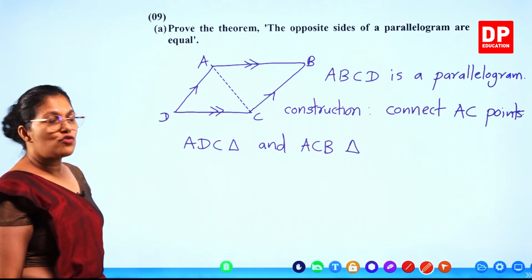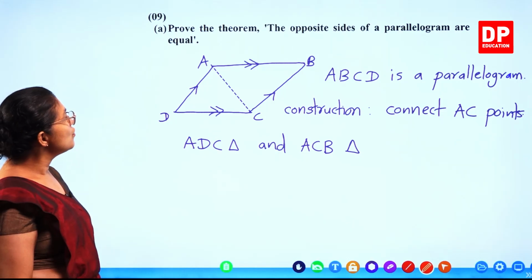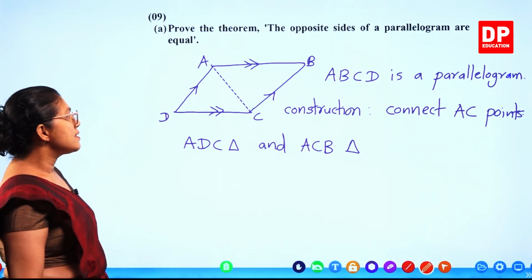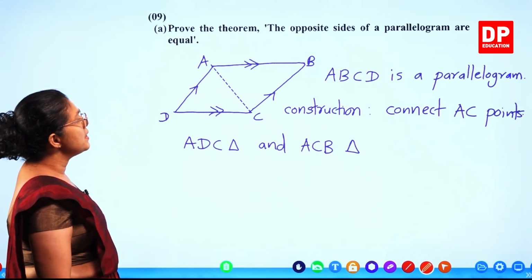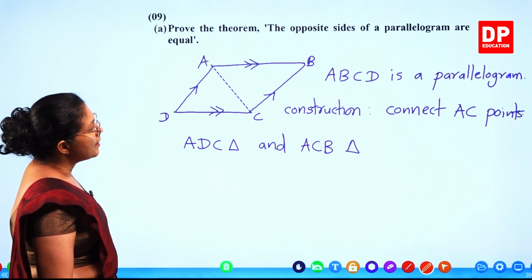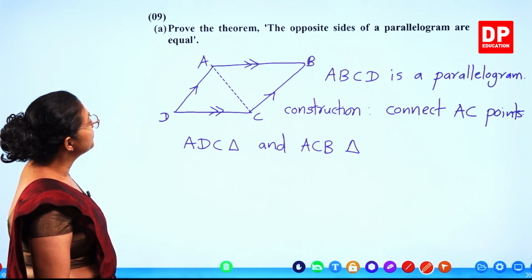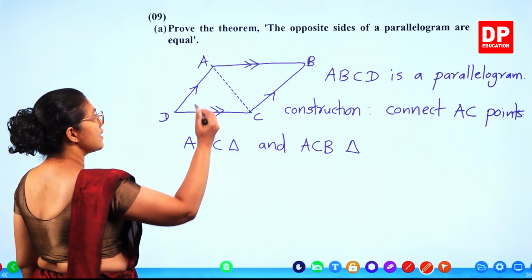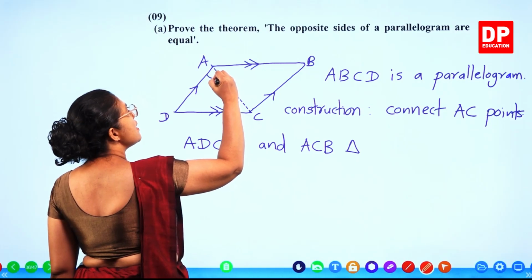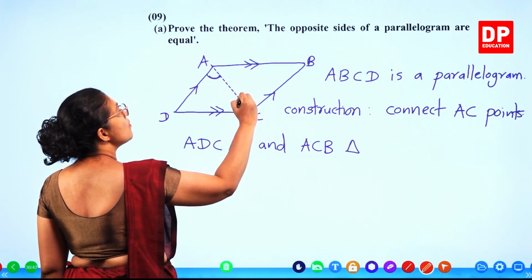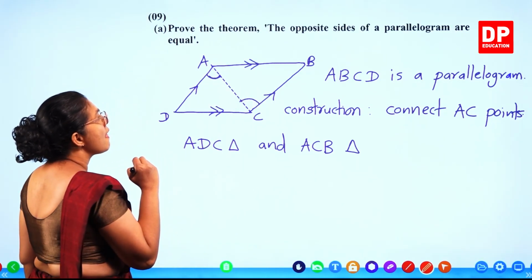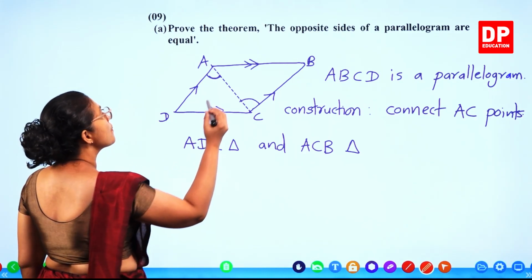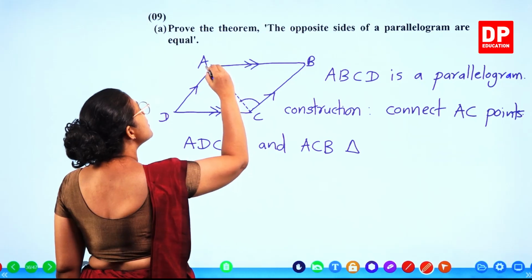What do you know about these 2 triangles? We know the 2 lines are parallel. AB is parallel to DC because it's a parallelogram. AD is parallel to BC. Opposite sides are parallel in a parallelogram. So you can take the alternate angle. So what you can see, this angle is equal to this angle. And what else? What are the other ones? So this is common.